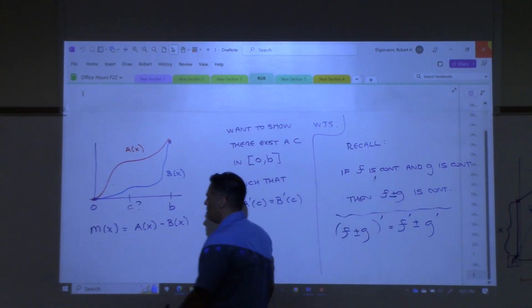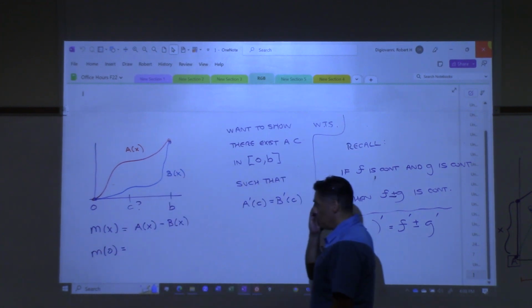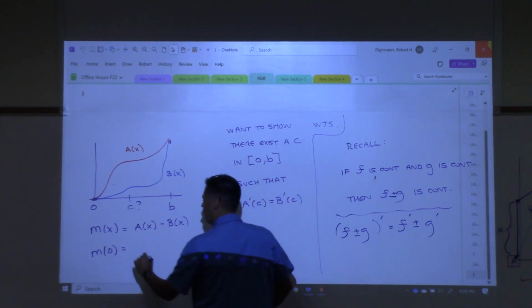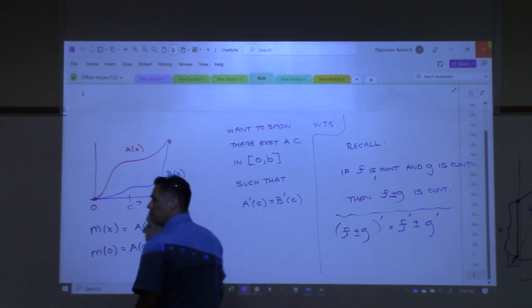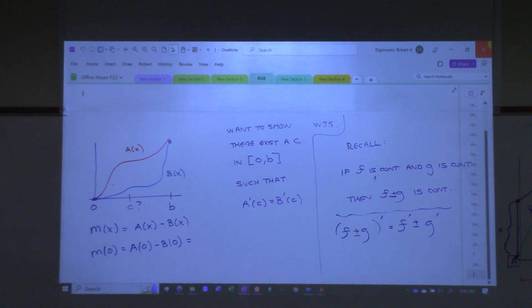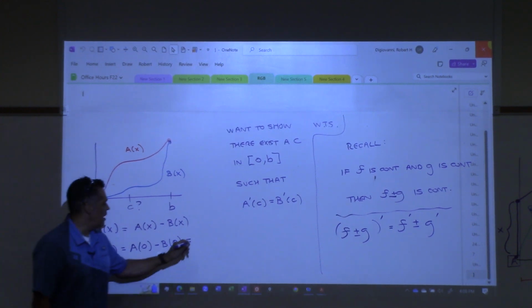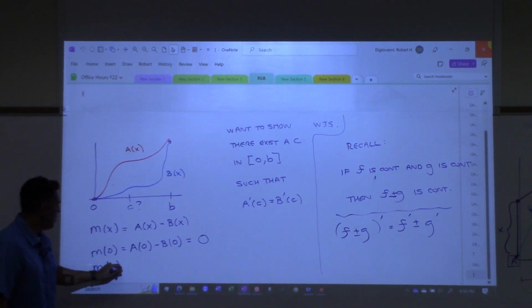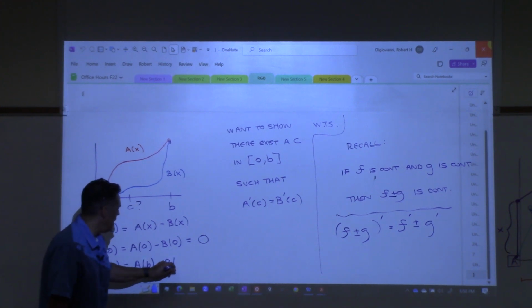And now what I'd like to ask you is this. What is M of 0? What happens if I plug 0 into that function? I get A of 0 minus B of 0, right? And what's that? 0. Why? Because they both start at the same point. So this is saying, what's the distance between the two cars in the beginning? 0, right? Okay, now what's M of b? 0, right? That's the end, at the end of the race. What's the difference between their positions at the end? 0, right?